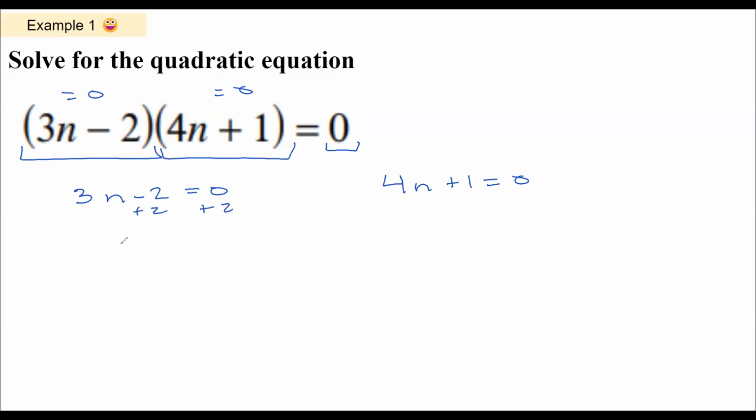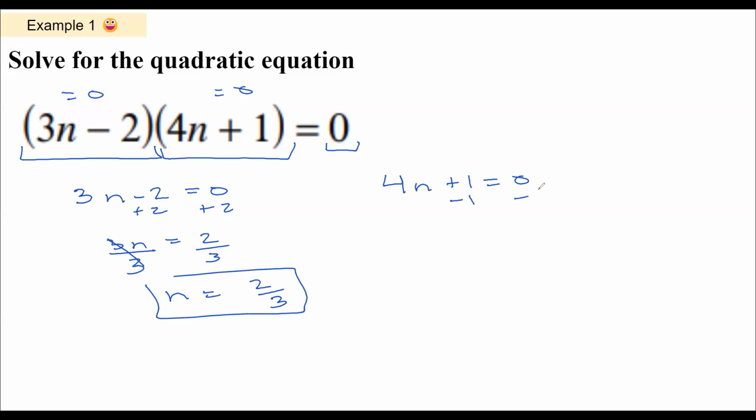Add 2, we're left with 3n equals 2. And then our last step, divide by 3. n equals 2 over 3. Can we have fractions as solutions? Yes, you can. All right, next one. Subtract 1, we're left with 4n equals negative 1. Next step, divide by 4, we're left with n equals negative 1 over 4.